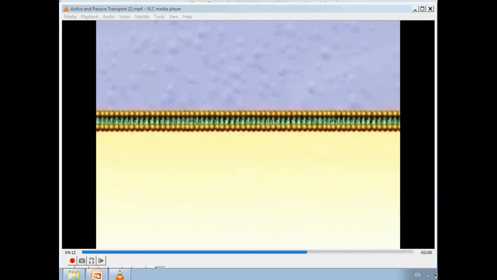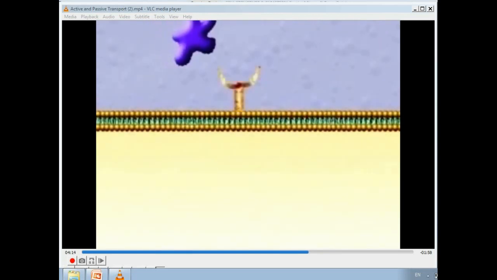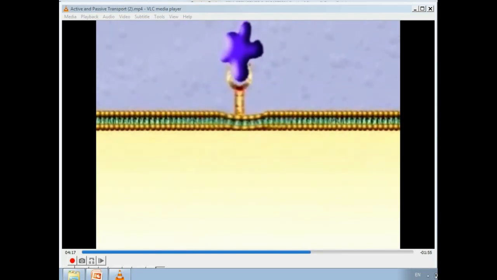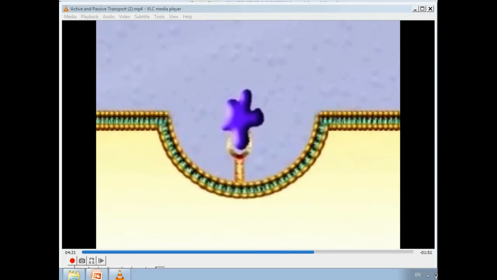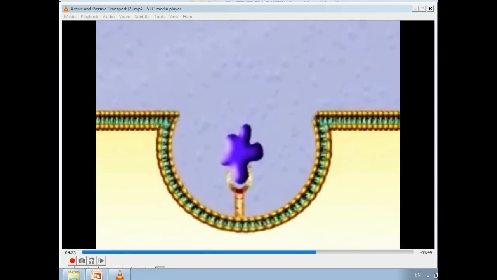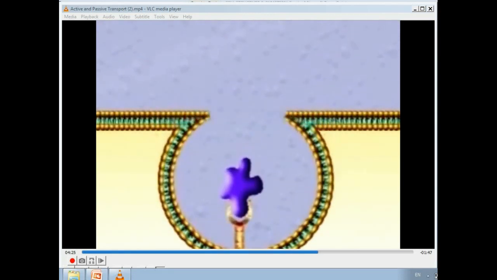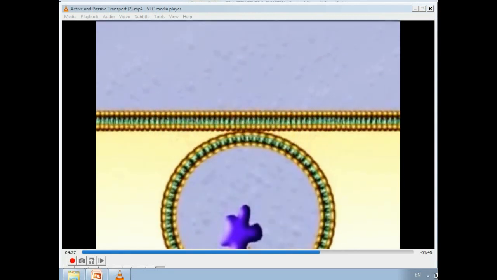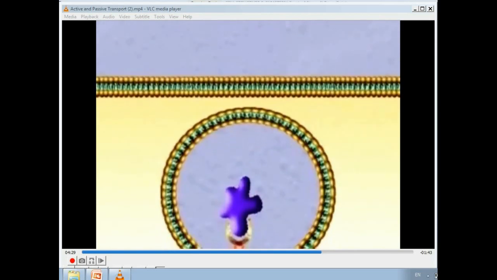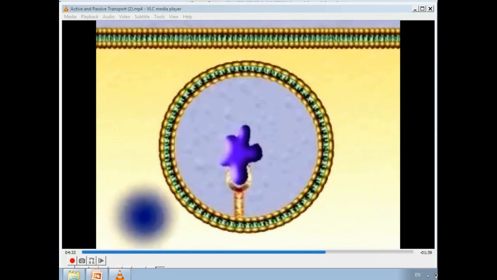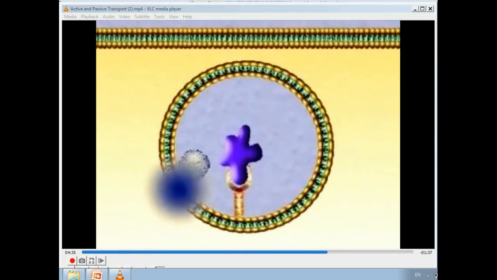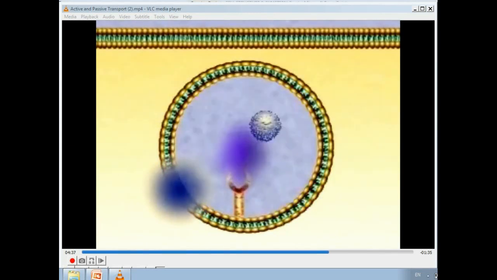A specialized endocytosis called receptor-mediated endocytosis also occurs in cells. In this process, molecules of a particular substance, such as cholesterol, bind to receptors in the plasma membrane. The vesicle is formed as the membrane sinks in. Then a lysosome joins the vesicle and the digestive enzymes break down the substance, releasing it from the receptors.